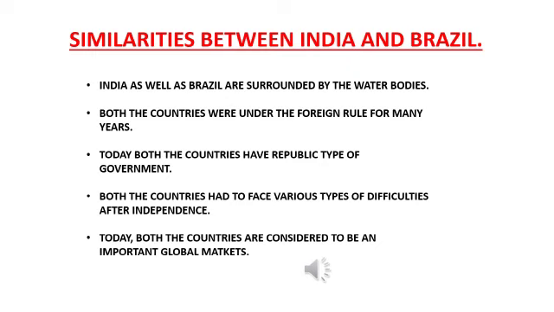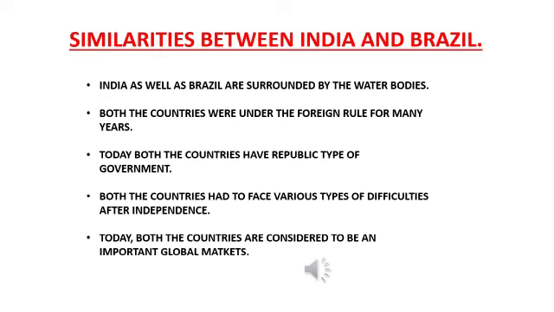So the first similarity is that India as well as Brazil are surrounded by water bodies. India has water on three sides and Brazil on one side. That's why India is considered a peninsula. India has a coastal boundary of approximately 7,516 kilometers, whereas Brazil has a water boundary of approximately 7,600 kilometers. So this was the first similarity shared by both these nations.